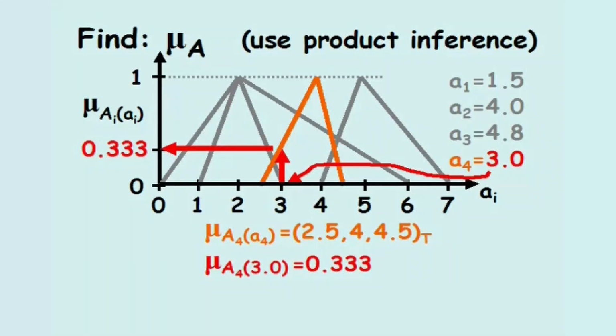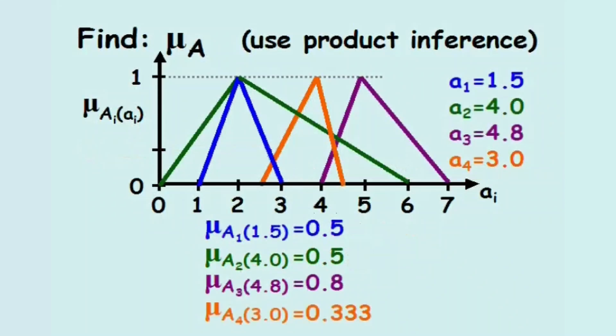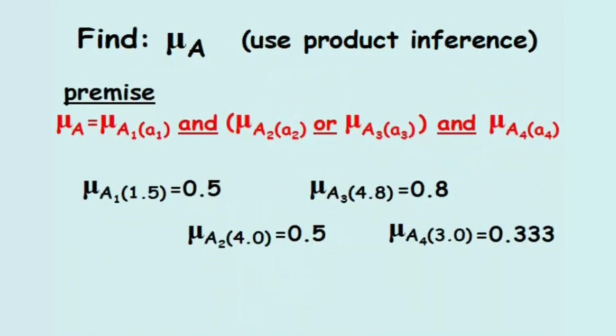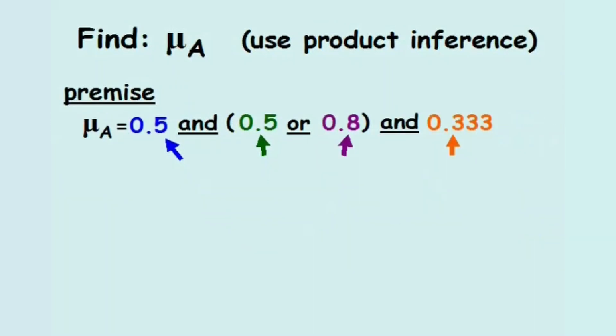With the degree of fulfillment values calculated for fuzzy numbers mu A1 through mu A4, we can next consider the premise clause in the fuzzy rule-based system. At this point, we can substitute in the degree of fulfillment for each fuzzy number, and use the product inference to evaluate the logical expression and compute the degree of fulfillment for premise mu A.